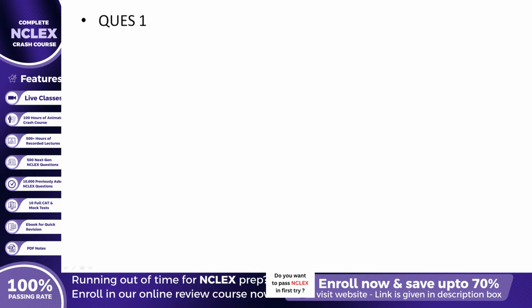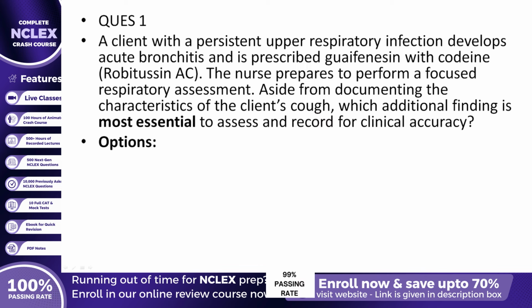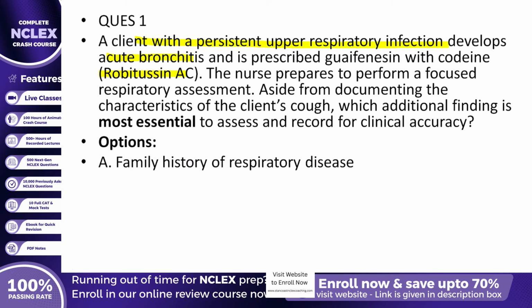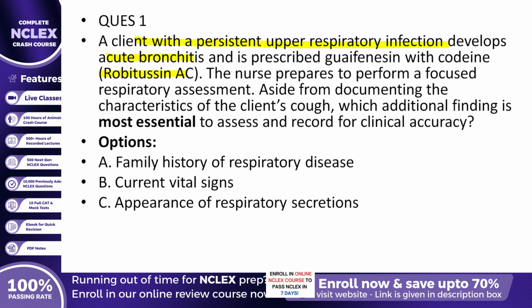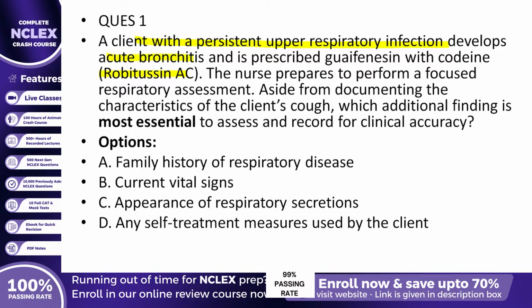Let us now move forward with an important respiratory scenario that tests both critical thinking and clinical reasoning. A client with a persistent upper respiratory infection develops acute bronchitis and is prescribed guaifenesin with codeine, also known as Robitussin AC. The nurse prepares to perform a focused respiratory assessment. Aside from documenting the characteristics of the client's cough, which additional finding is most essential to assess and record for clinical accuracy? Here are the options. Option A, family history of respiratory disease. Option B, current vital signs. Option C, appearance of respiratory secretions. Option D, any self-treatment measures used by the client.